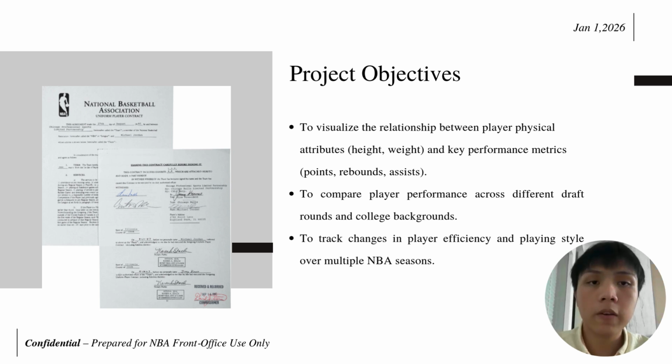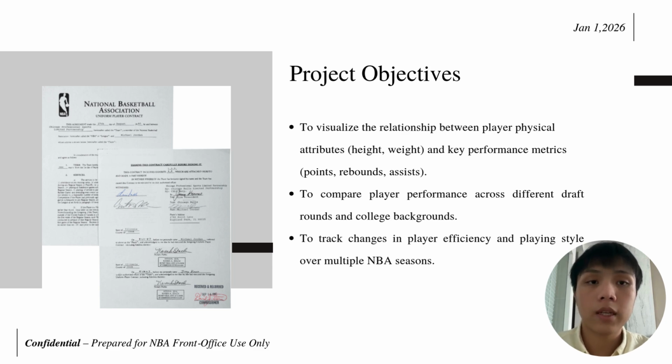The main objective of this project is to focus on understanding NBA player performance from multiple perspectives and making that information actionable for front office decision making. First, we aim to visualize the relationship between player physical attributes such as height and weight and key performance metrics, including points, rebounds, and assists. By doing this, we can evaluate whether taller or heavier players automatically perform better or if skill, role, and agility play a bigger part in a player's success on the court.